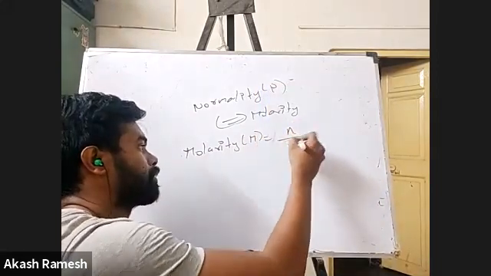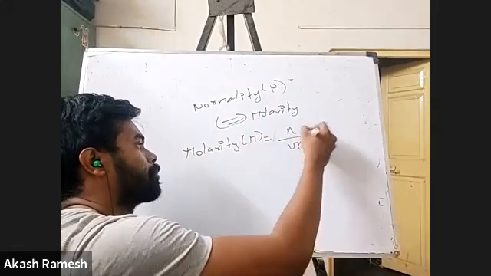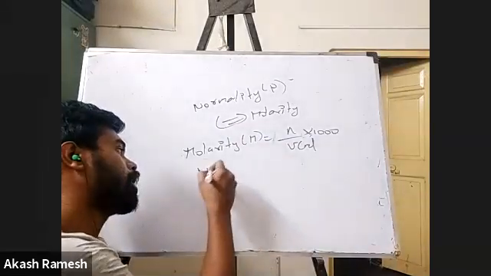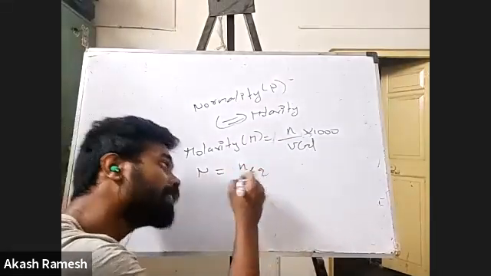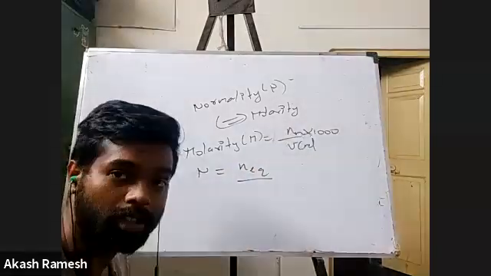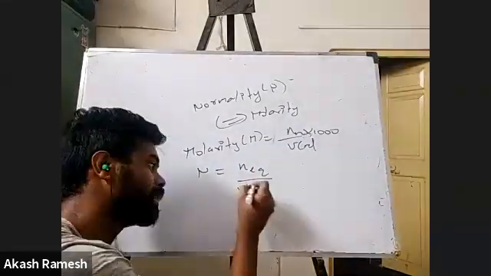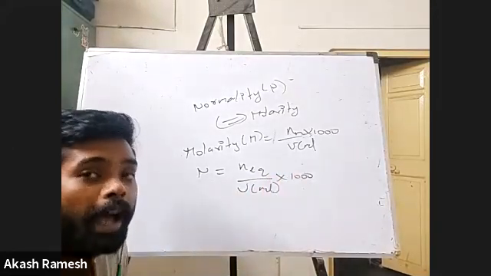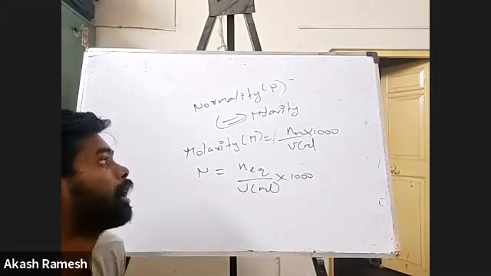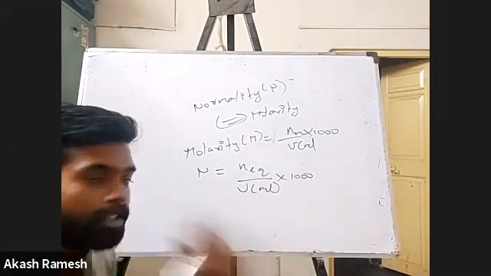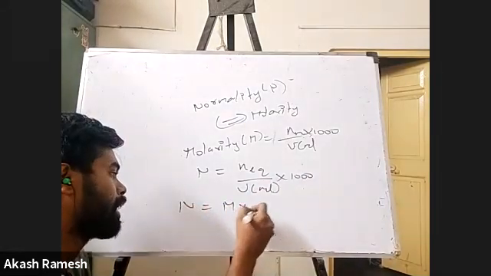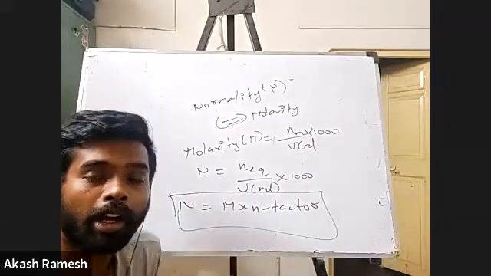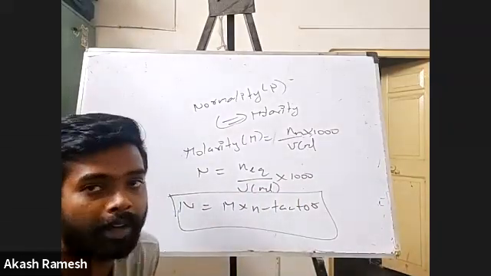Molarity is the number of moles divided by volume. If it is in ml, I have to put 1,000 here. If it is in liters, no 1,000. Same way, normality N is equal to the number of equivalents. Where you write the number of moles, here it is going to be the number of equivalents divided by the volume in ml into 1,000. Okay, and you can easily convert normality to molarity or molarity to normality. Please remember the formula. Normality is equal to molarity into the n factor.